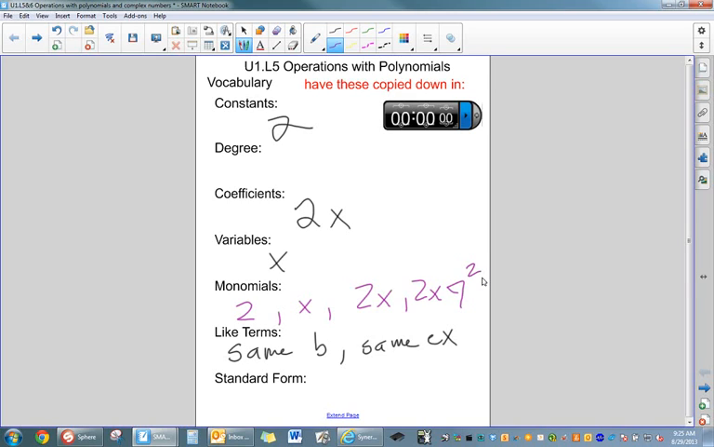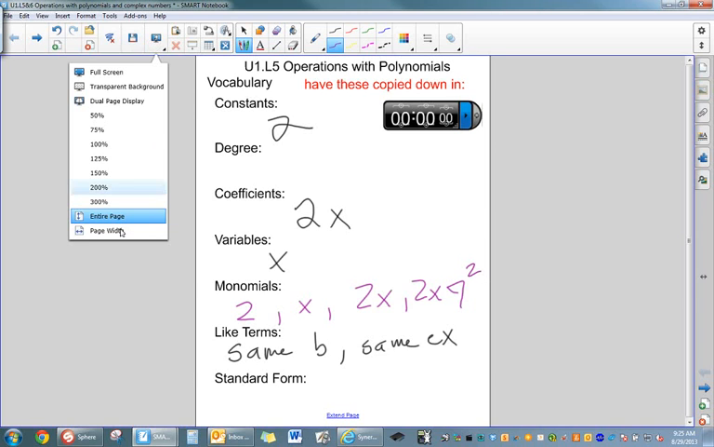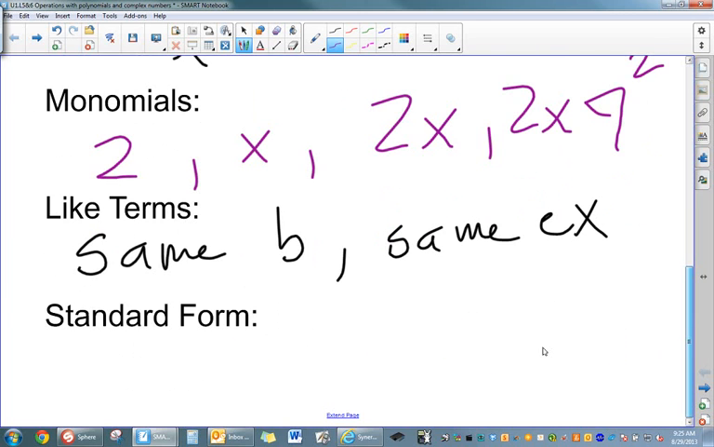And how about standard form? What is standard form of an equation in general? I know you haven't done a whole lot with functions, but has anyone heard of standard form? So let's say you had something that looked like this: x cubed plus 3x squared plus x. That is in standard form because what?